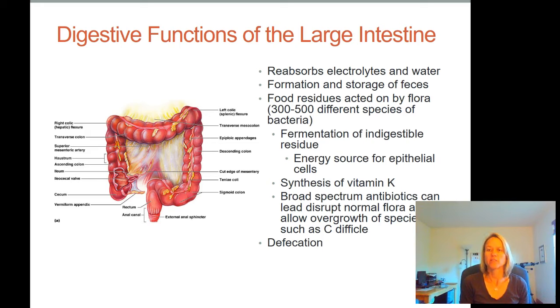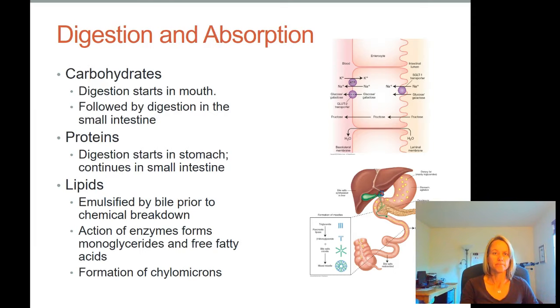We have resident flora that acts on food residues to ferment indigestible stuff, and it provides an energy source for epithelial cells. We also have synthesis of vitamin K, which, remember, is necessary for making some of the coagulation factors by the liver. And I just wanted to mention that broad-spectrum antibiotics can disrupt the normal flora and lead to overgrowth of certain species such as C. diff, which can be difficult to treat.